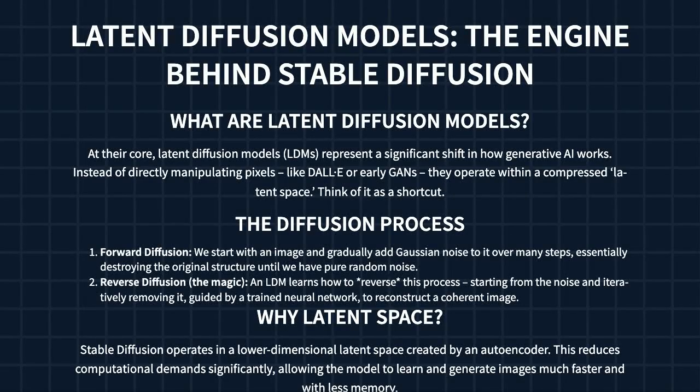Okay, so let's talk about the brains behind Stable Diffusion, latent diffusion models. Basically, instead of directly editing pixels like some other image generators, these models work in a clever shortcut called a latent space. Imagine taking an image and slowly adding noise until it's just pure static. Then, the LDM learns how to reverse this process, starting from that random noise and carefully removing it step by step, reconstructing a beautiful image. The real key is operating in this compressed latent space, which makes the whole thing much faster and less resource intensive than working directly with pixels.